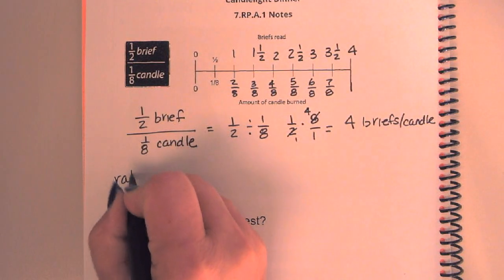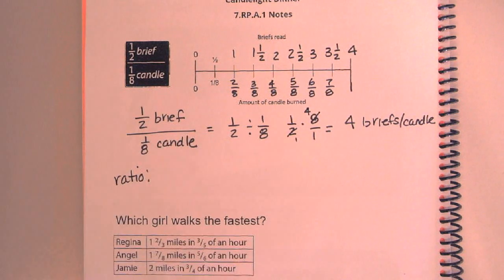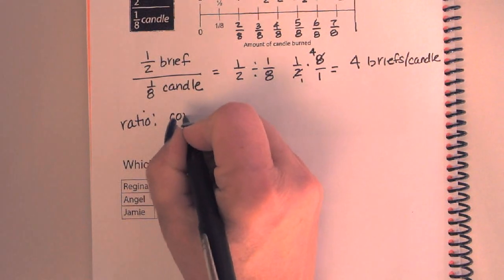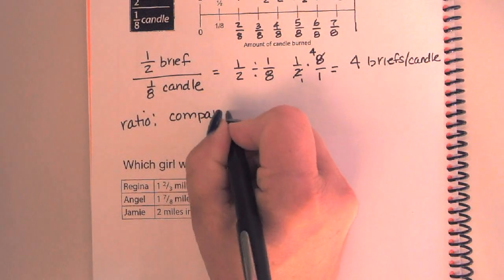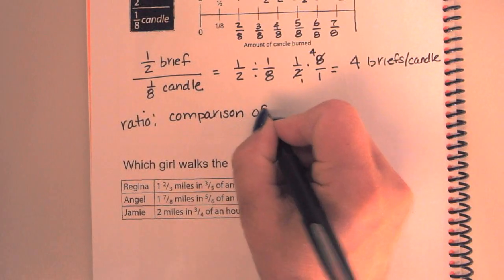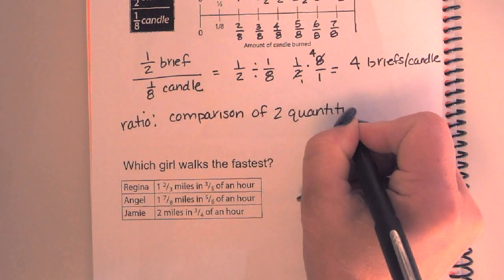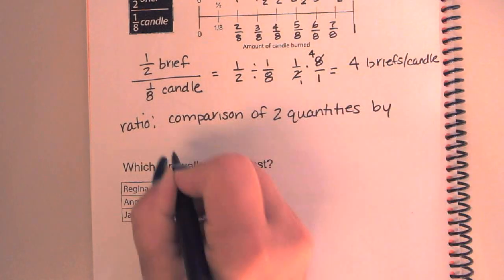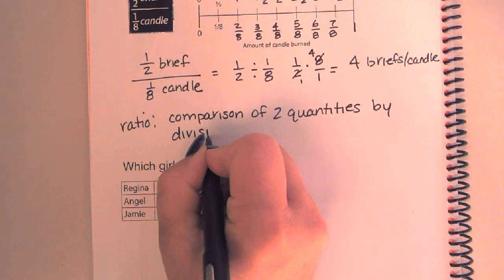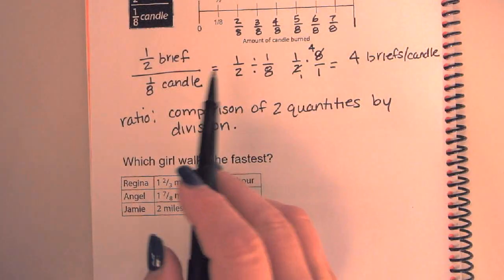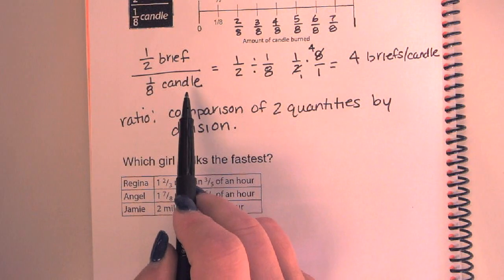So I said we would write what a ratio is. I already said what it was, but we're going to write it down. A ratio is a comparison of two quantities by division. So the two quantities we were comparing here were the briefs and the candles.